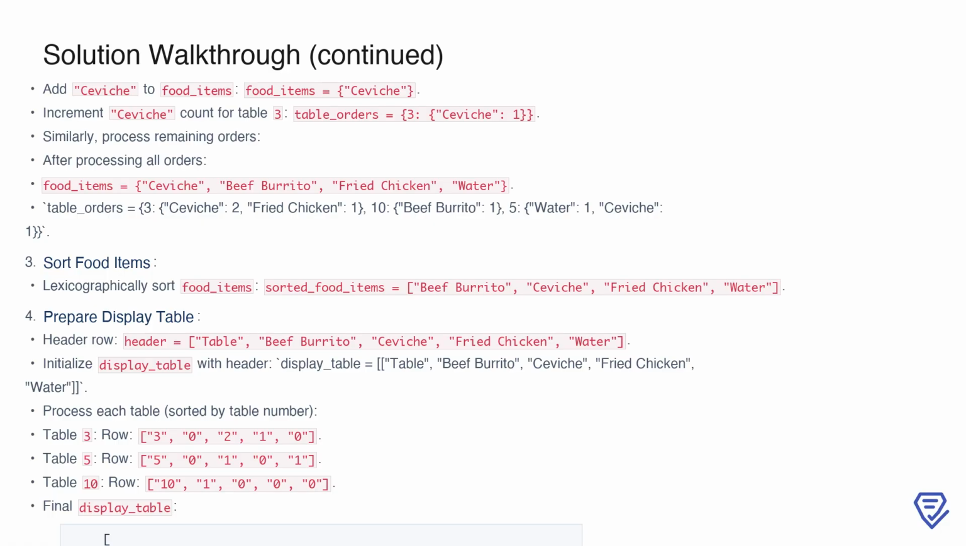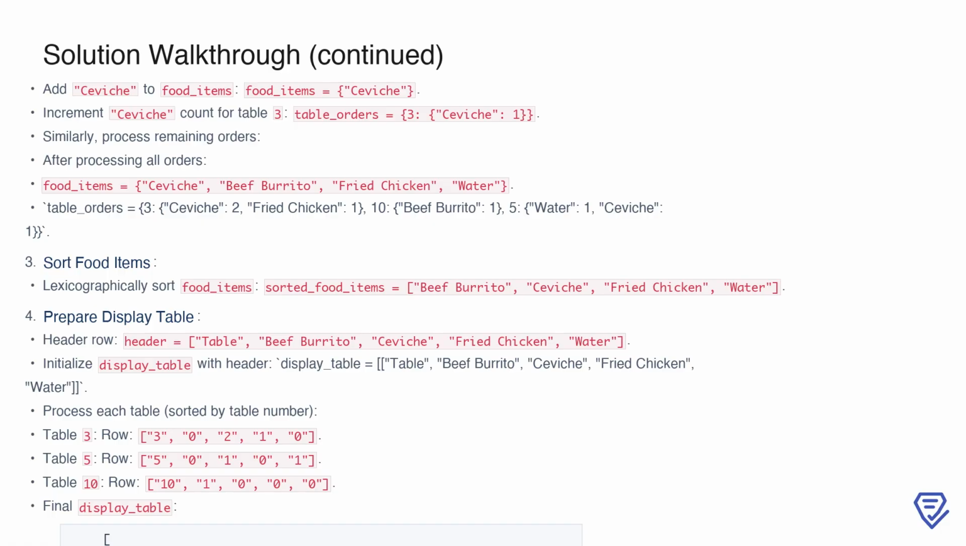By the end of processing, food_items contains all unique food items: ceviche, beef burrito, fried chicken, and water. The table_orders dictionary now maps each table number to a count of the food items ordered at that table. For instance, Table 3 has 2 orders of ceviche and 1 order of fried chicken, while Table 5 and Table 10 have their respective food orders. Next, we sort the food_items lexicographically, which gives us the order beef burrito, ceviche, fried chicken, and water. With this sorted order, we can now construct the display table.